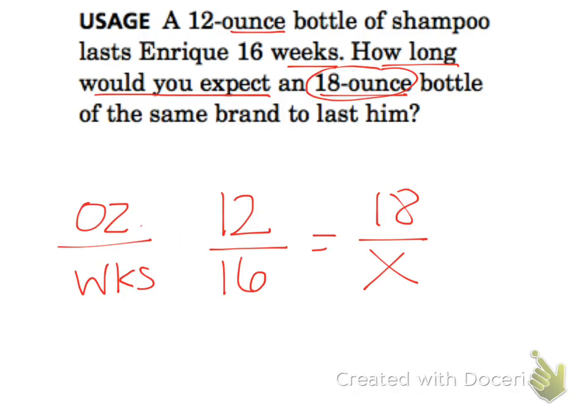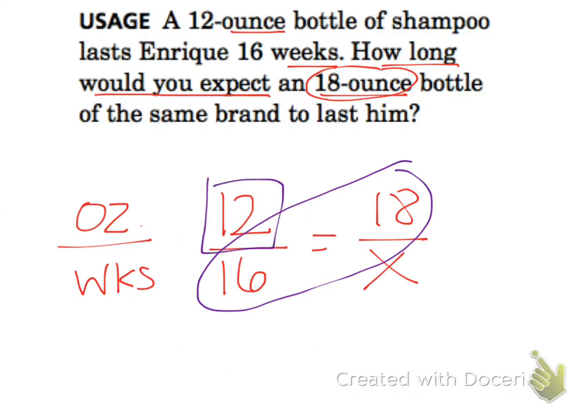Okay, when I solved it, I did the following. I multiplied those two numbers and then divided it by 12, and I got 24. But you need to label it, so it should be 24 weeks.